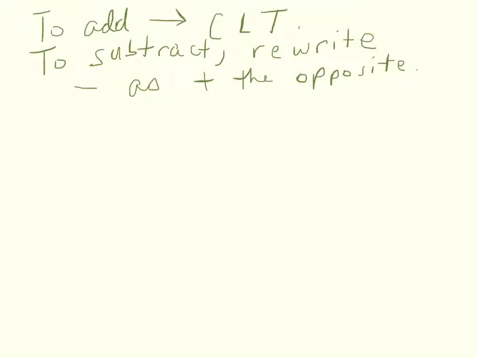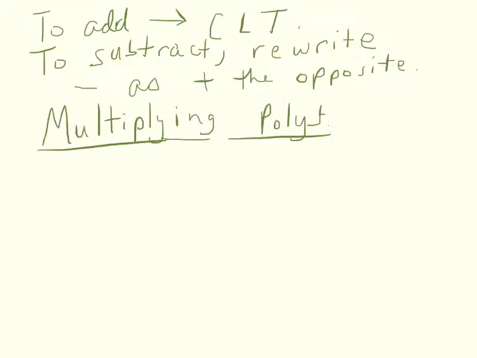Remember, when you add polynomials, basically all you're doing is collecting like terms. However, if you're subtracting polynomials, you will want to rewrite the subtraction as addition of the opposite. When we are multiplying polynomials, it's basically the same process that you use to multiply monomials with the rules that we've just learned for exponents.